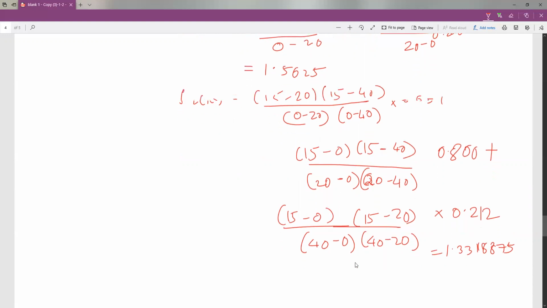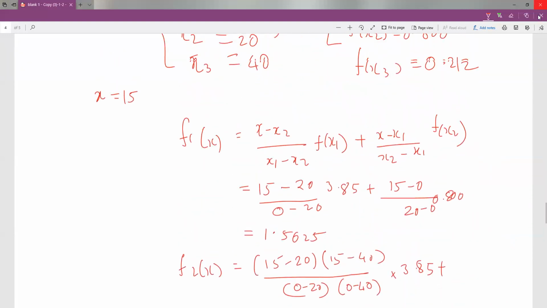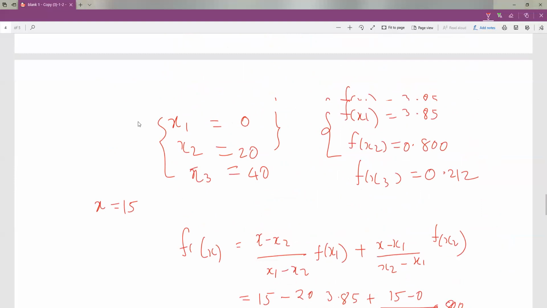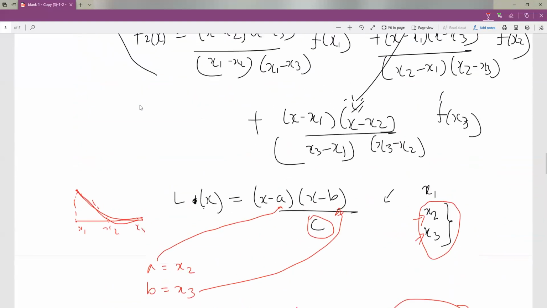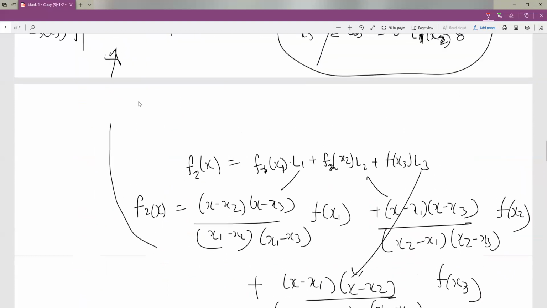So you can evaluate using Lagrange's interpolating function. It is an efficient way of determining the function's intermediate value.